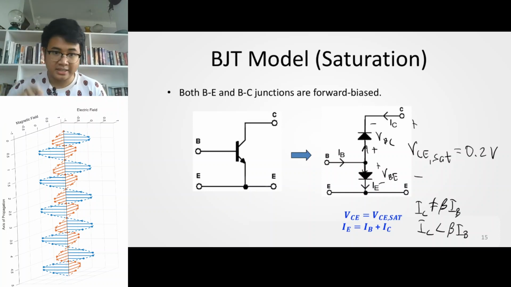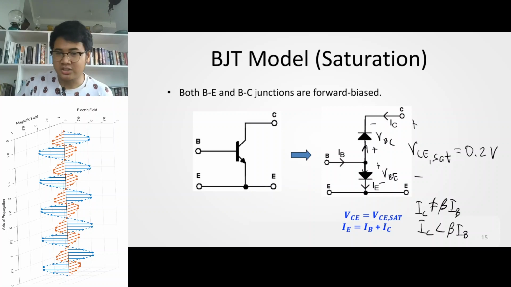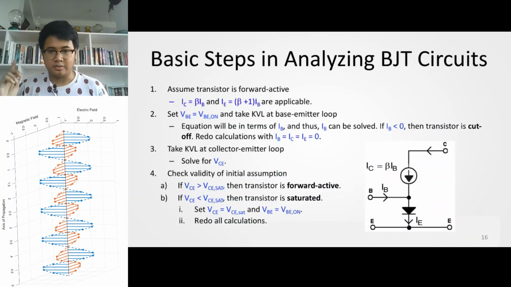Now, if we put it in a circuit, how do we analyze a BJT? Since it has three different models, how do we know which is which? For diodes, we assume a state, and if there's a contradiction in our calculations, then the state that we assumed is wrong. The same principle can be applied to BJTs. The basic steps are outlined here. The first step is to assume that the transistor is forward active. Systematically, that's the best bet.